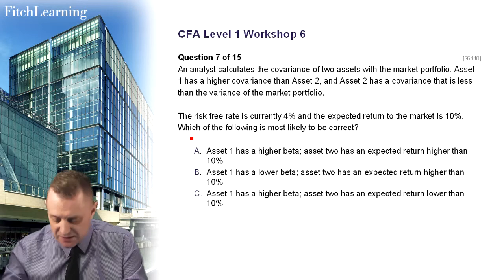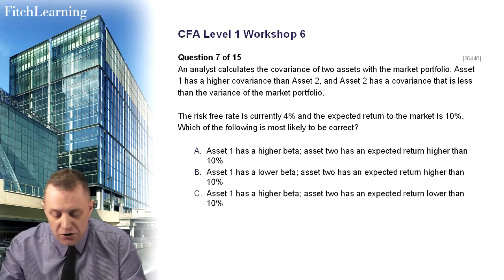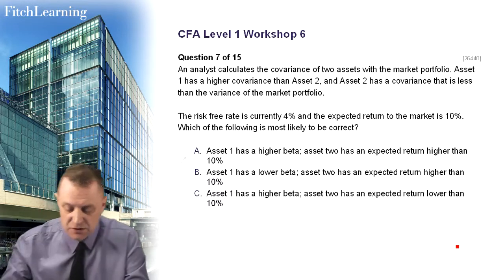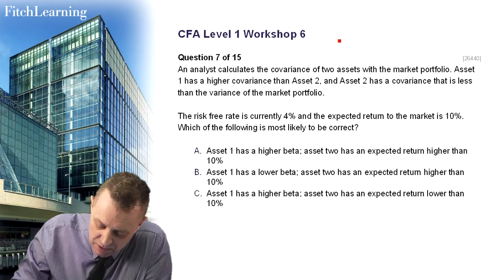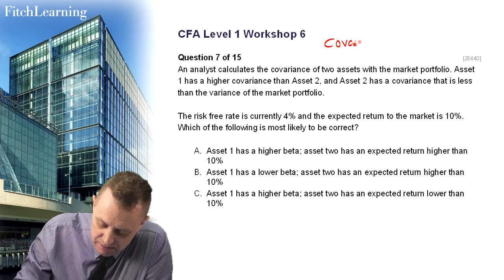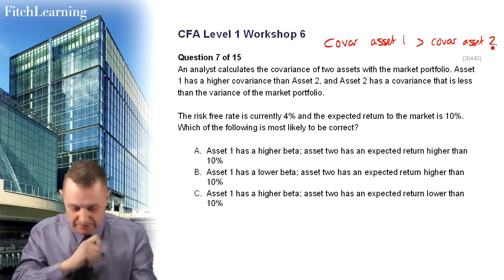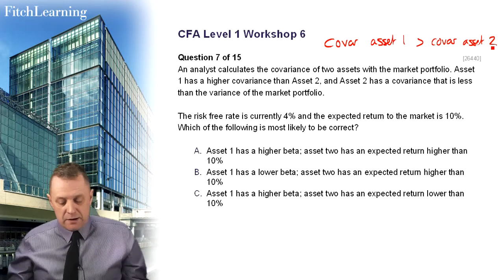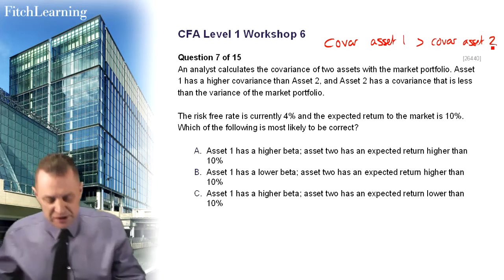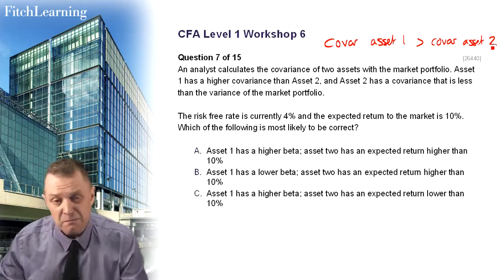We're told here an analyst calculates the covariance of two assets with the market portfolio. Asset 1 has a higher covariance than asset 2. So I'm going to say straight away the covariance of asset 1 is bigger than the covariance of asset 2. Now, if you come on to the question, the answers talk about beta.